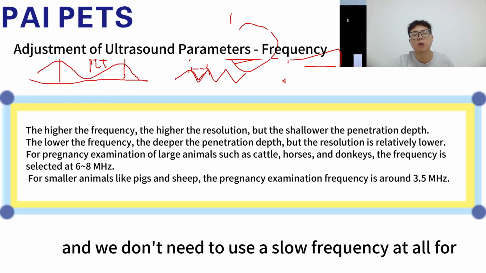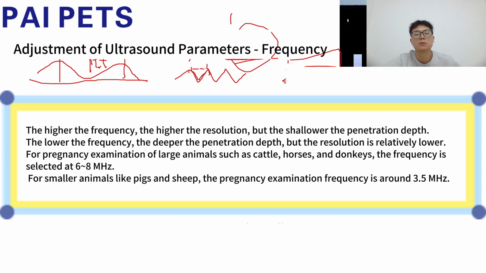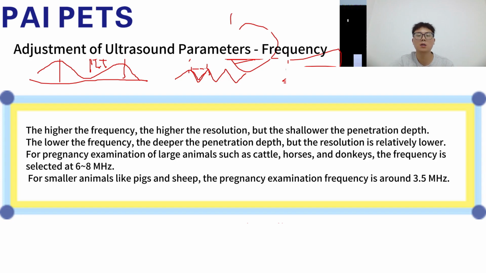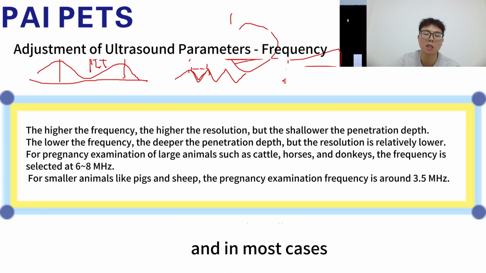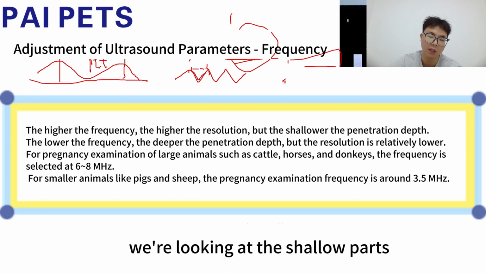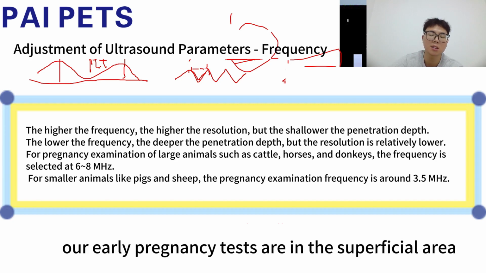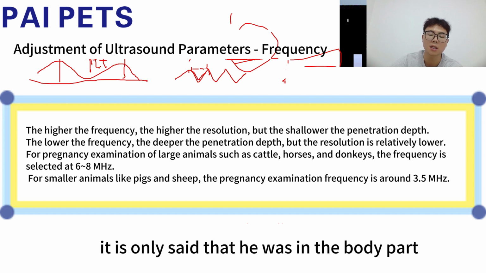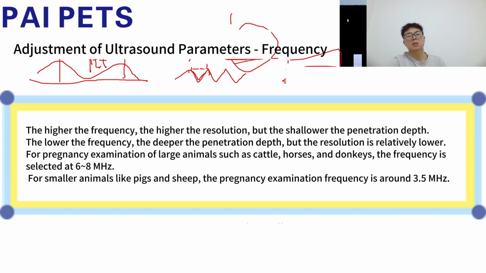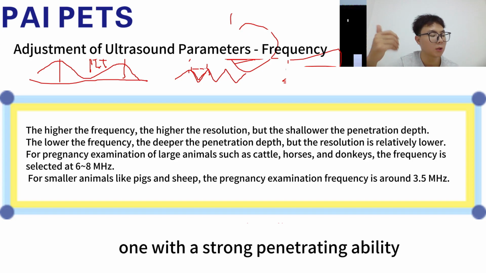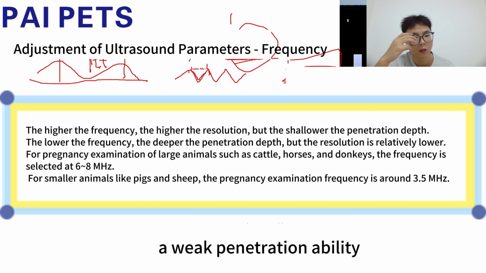And we don't need to use a low frequency at all for older fetuses. We can extend the probe a little more and we can see. In most cases, we're looking at the shallow parts, which include our ovaries, including our early pregnancy tests, in the superficial area. It is only after a long pregnancy that the fetus is deeper in the body. This is the discrepancy between the two frequencies: one with strong penetrating ability, one with weak penetration ability.